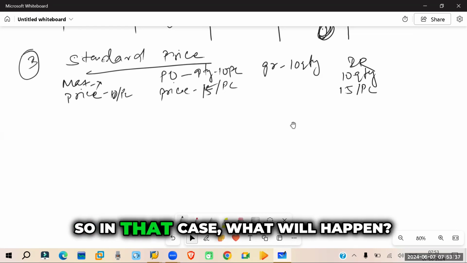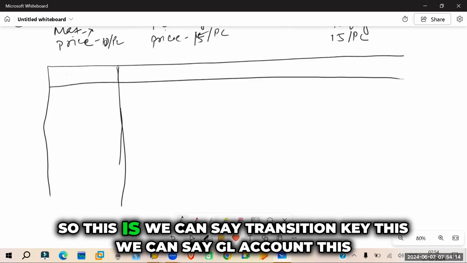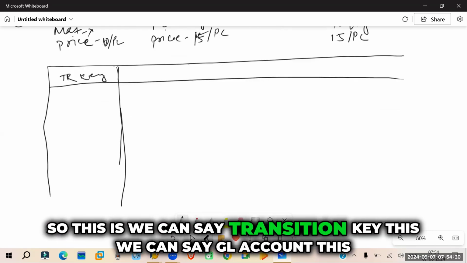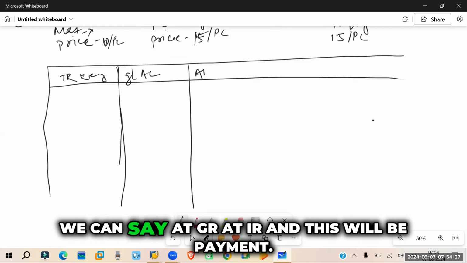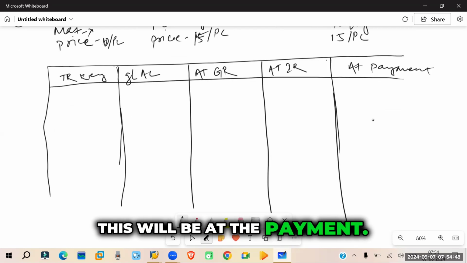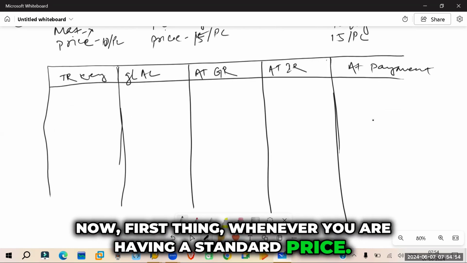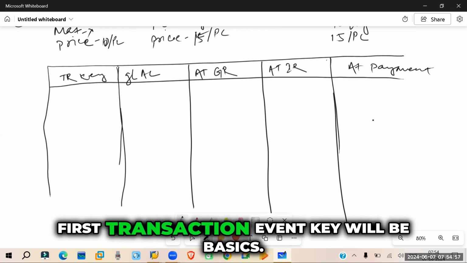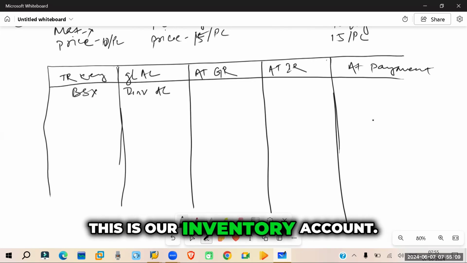Okay, so in that case what will happen, right? So in that case, same thing. So this is, we can say, transaction key. This we can say GL account. This we can say at GR, IR, and this will be payment. Okay, this will be at the payment. Now, first thing, whenever you are having a standard price, first transaction event key will be BSX. BSX. This is our inventory account.